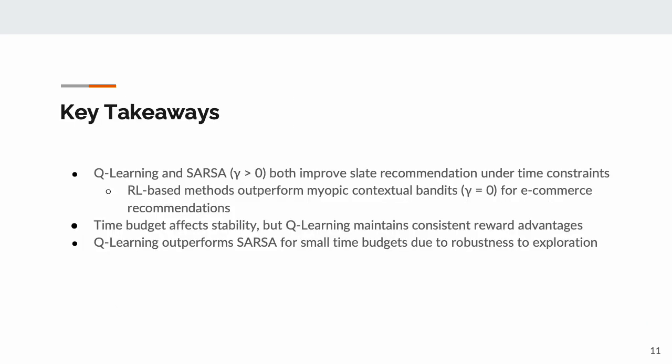So the key takeaways from these experiments are that both the value-based reinforcement learning algorithms, SARSA and Q-Learning, perform better than contextual bandits if the user time budget constraints are taken into consideration while building the slate. This new constraint definitely affects stability of learning the best policy, although Q-Learning proved to be quite stable in this case, maintaining consistent reward advantages as seen by the high play rate achieved for all user budgets. Also for tight budget constraints, Q-Learning can be quite effective due to its off-policy nature, as it is robust against exploration even when the initial user budget is small.